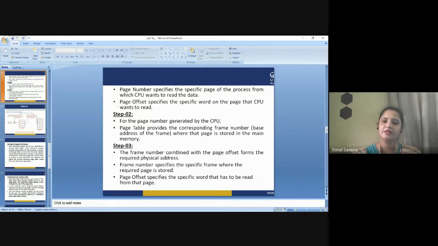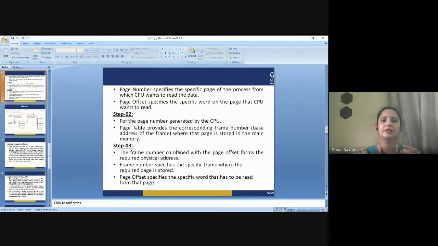Now step number 2 says: for the page number generated by the CPU, whatever page number is generated by the CPU, the page table provides the corresponding frame number, the base address of the frame where that page is stored in the main memory. As I've told you, the page concept is of secondary memory. Your pages will be in the secondary memory. But when you are executing, that page should be in the main memory in some frame. Now the number of that frame, the address of that frame, will exist in a different data structure which is called the page table. Do you understand?